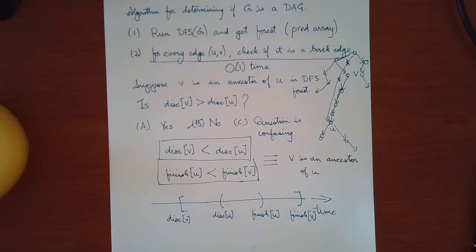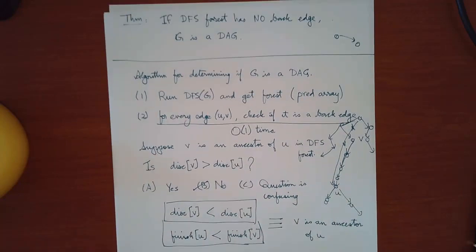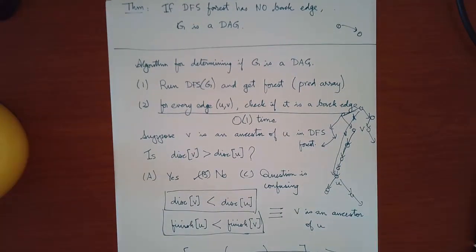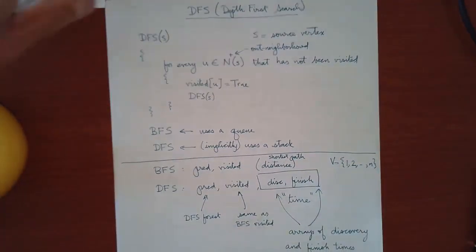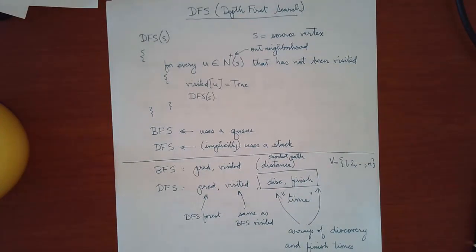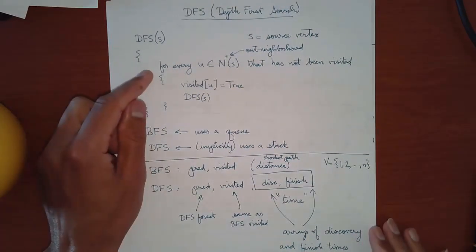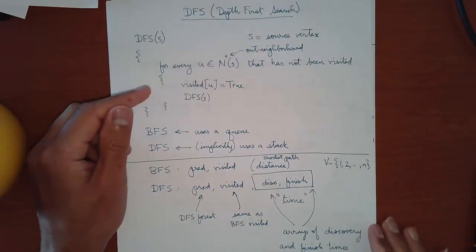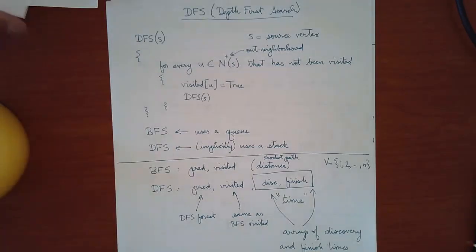So I want to emphasize again, just to recap what we did today. We talked about depth first search. The idea in depth first search is quite simple. It's just recursion, right? Some people think of it as traversing a maze.